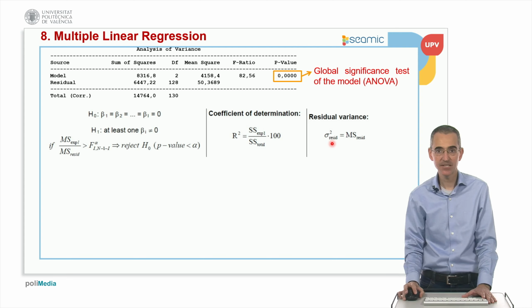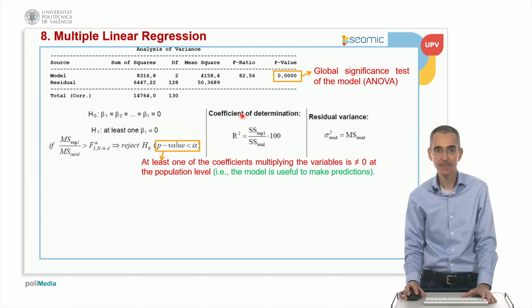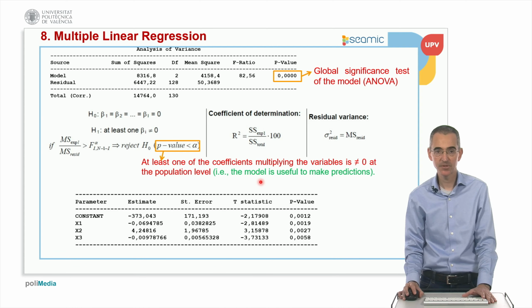But if I have this information, just taking the mean squares of the residual, this is that information. Okay, so as I was explaining, in this case the p-value is very small. It implies that at least one of the coefficients multiplying the variables is not 0 at the population level. The model is useful to make predictions.